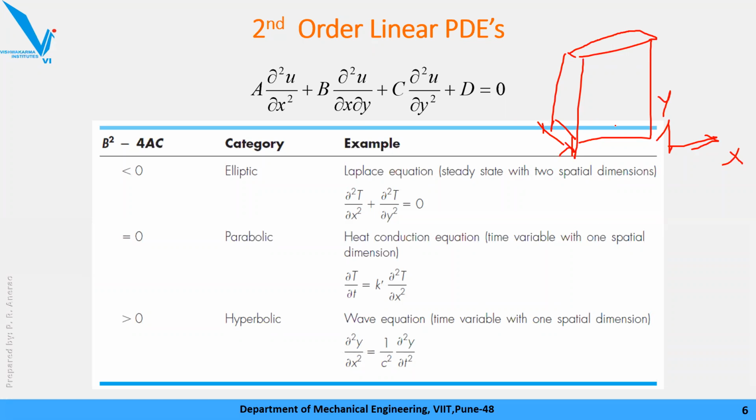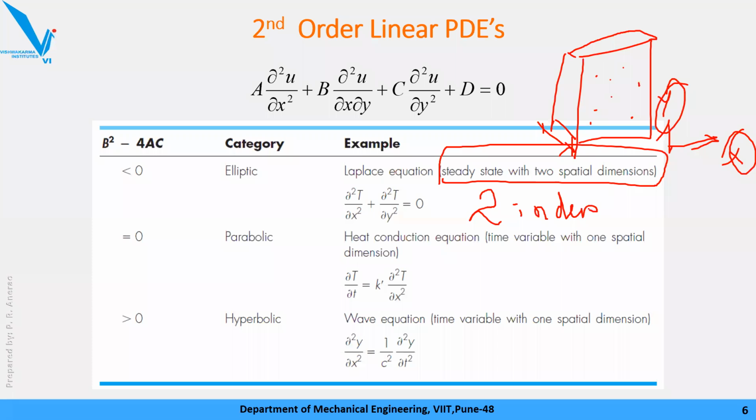So if you are analyzing this kind of problem, here your interest is to get a temperature gradient, temperature distribution, not over the period of time. If you are dealing with only two independent parameters, and that correspond to space domain, that is x and y, okay, that means you are selecting elliptic category. Obviously your b square minus 4ac will be less than 0.